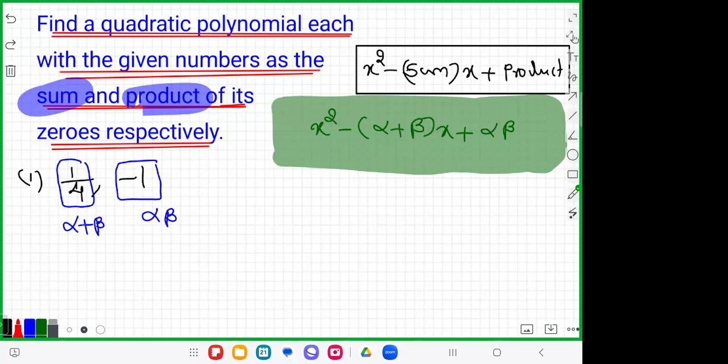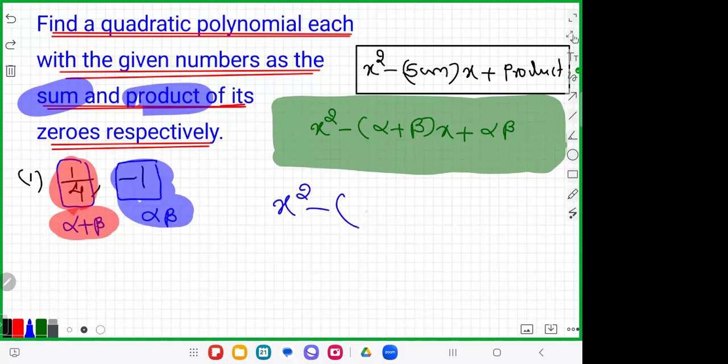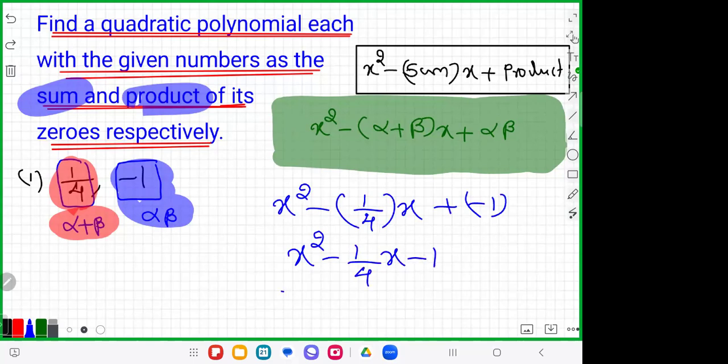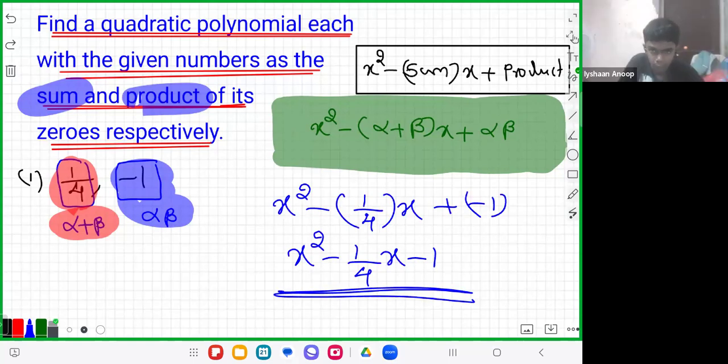Okay. So alpha plus beta is given. What is alpha plus beta? 1 by 4, and alpha beta is minus 1. So how can you write this one? X square minus alpha plus beta, you put 1 by 4, into x plus alpha beta. Alpha beta is equal to minus 1. That is x square minus 1 by 4 x minus 1. This is the correct answer. If you stop here, you will get full marks, no problem. Otherwise, you can modify it this way.